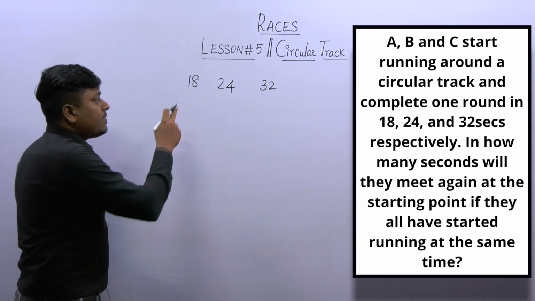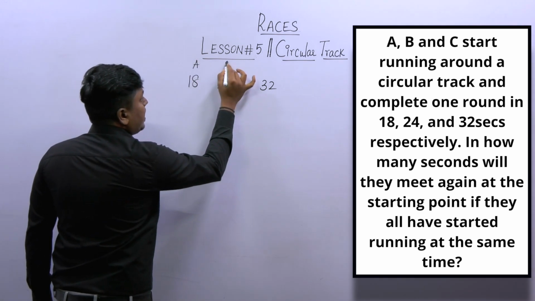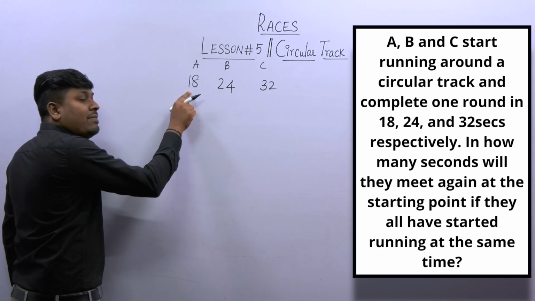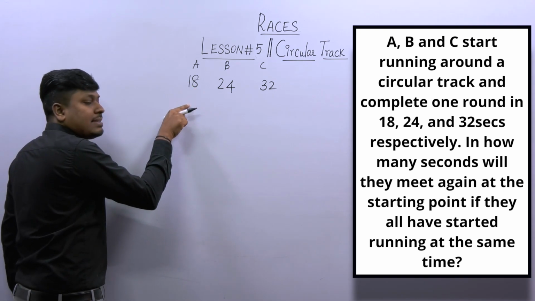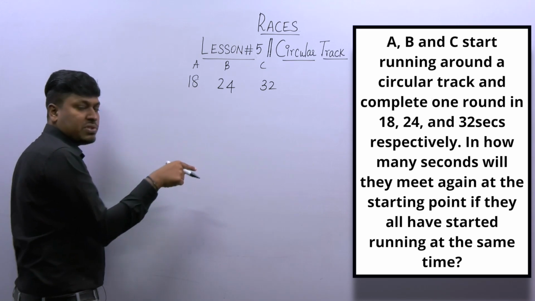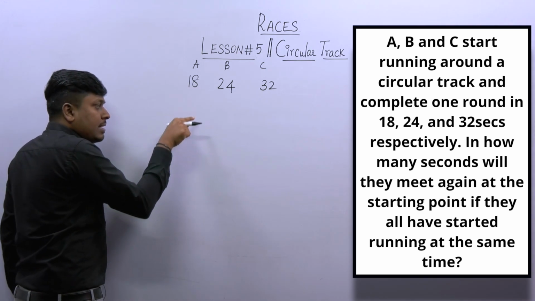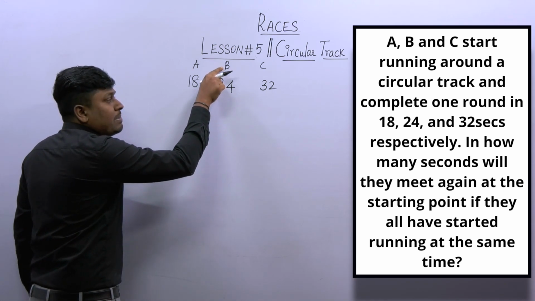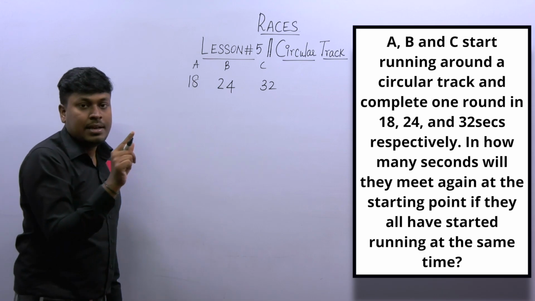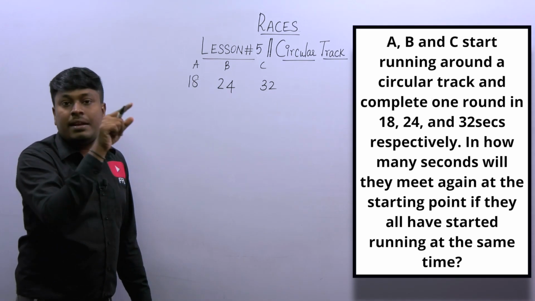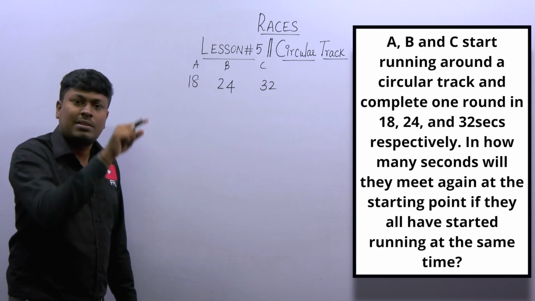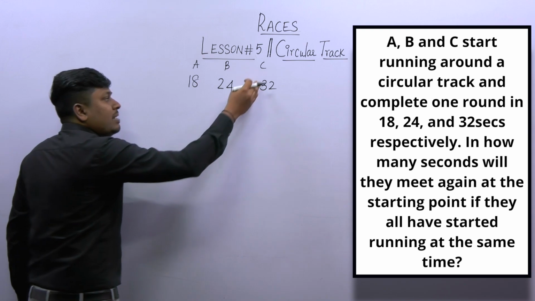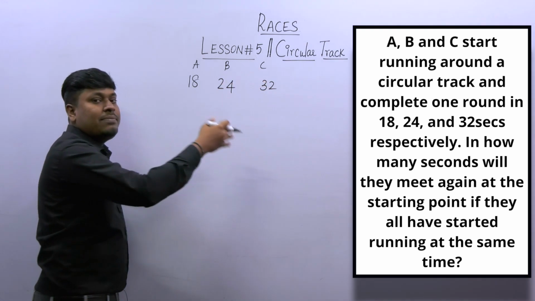Same logic, right? This will be A, B and C. The first person completes the circular track in 18 seconds. So he will complete the next round in 36 seconds. Yes or no? 18, 18, 18 goes on. So the second will be 36, third will be 54 and fourth, it's multiples. Similarly, the second person B takes 24 seconds to complete the first round, and the second round he will take 48 seconds. First round 24 and another 24 will be 48 seconds, and so on. Similarly, person C will take 32, 64, etc.